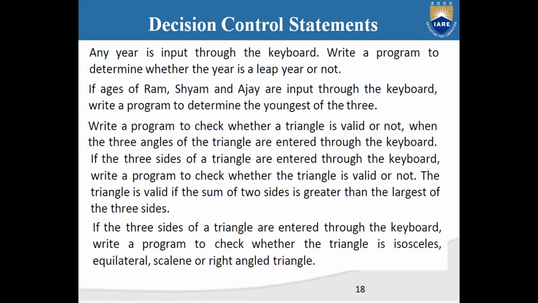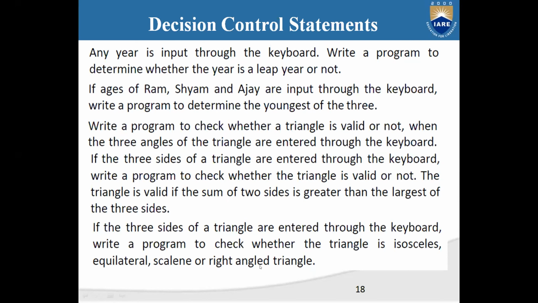How you are going to check? For isosceles, two sides should be equal. For equilateral, all the angles should be equal. Here it does not mean angles, only sides have been given. For an equilateral triangle, all the three sides will be the same. If A equals B equals C, then that is an equilateral triangle. For scalene, all the three sides are different.